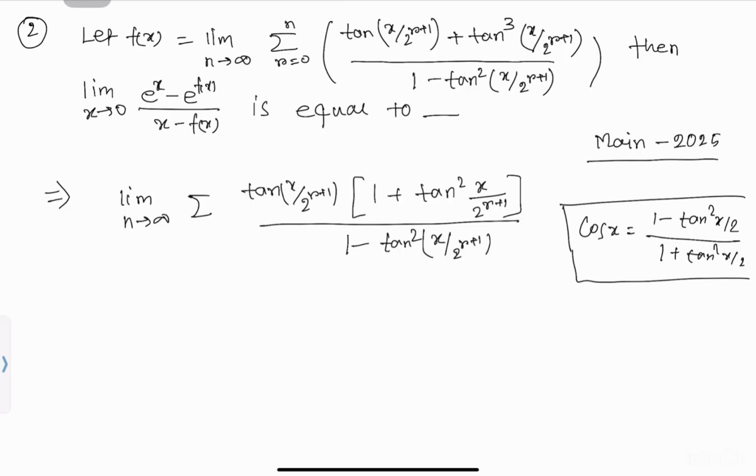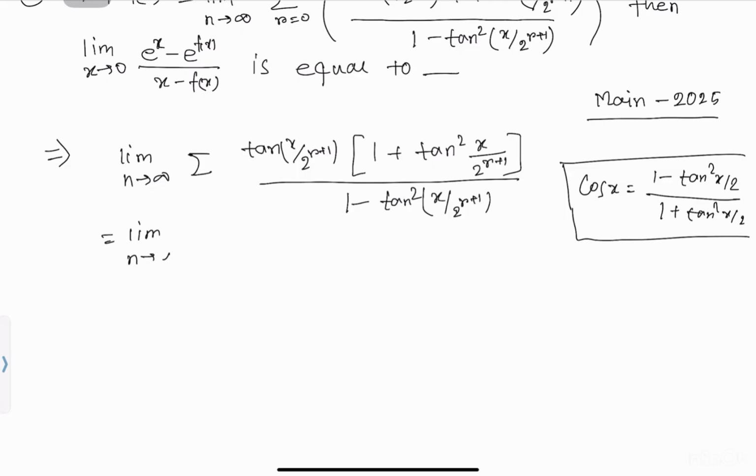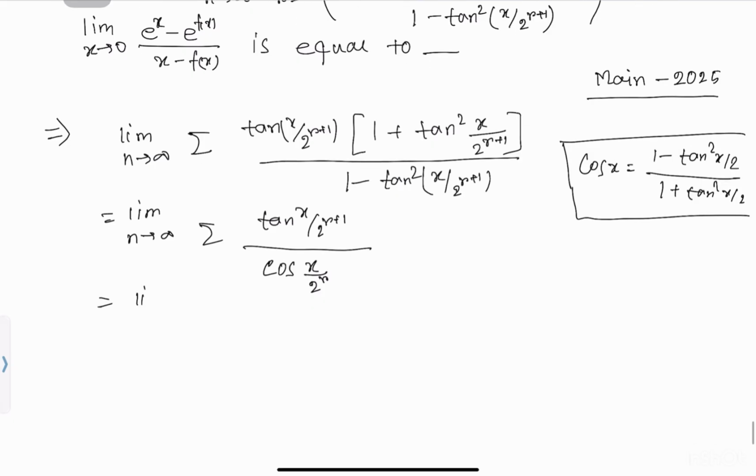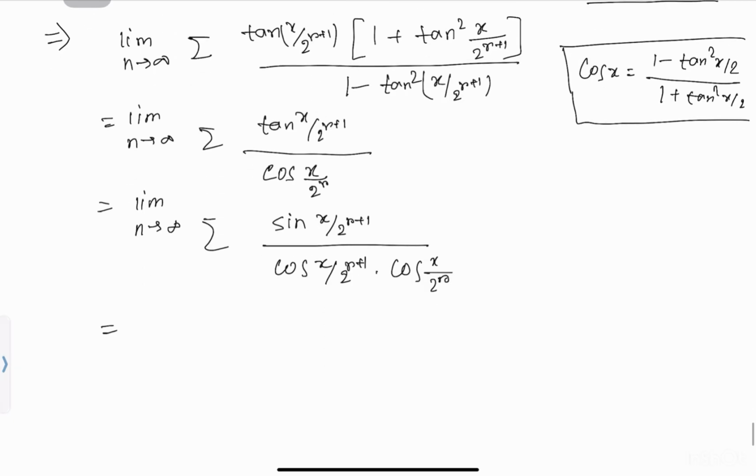So if I apply here, 1 minus tan square is in the denominator and 1 plus is in the numerator. If I apply that formula, then what will happen, cos x, 2x should be there. So x by 2 to the power r should be there, not r plus 1, because whenever x by 2 was there, the cos becomes x only. So cos x by 2 to the power r, I think that is clear. Now I can write limit n tending to infinity, tan x by 2 to the power r plus 1, I can write sin x by 2 to the power r plus 1 divided by cos x by 2 to the power r plus 1 into cos of x by 2 to the power r. Now next step, limit n tending to infinity.